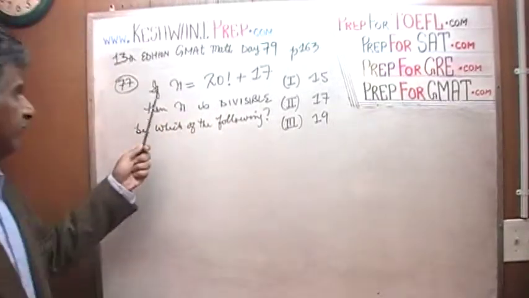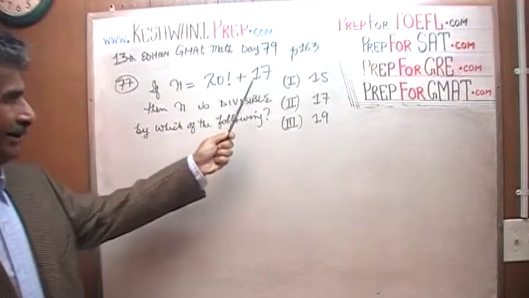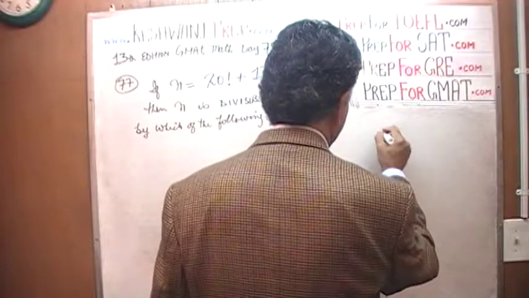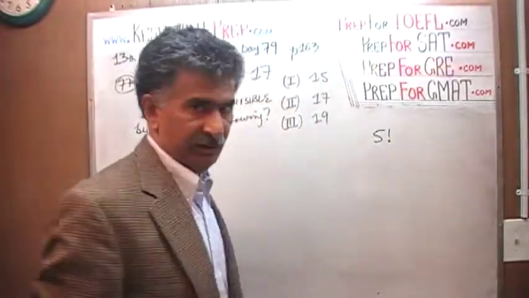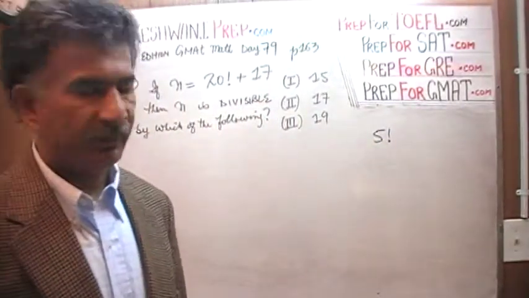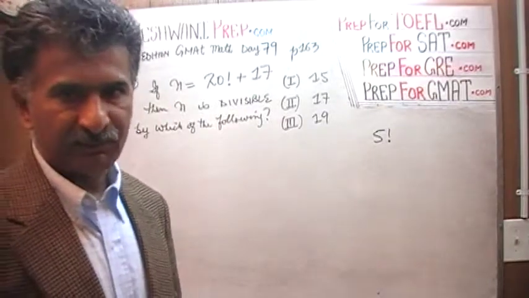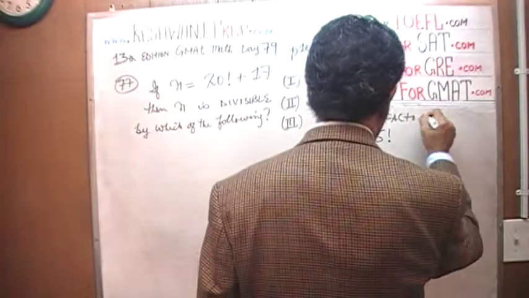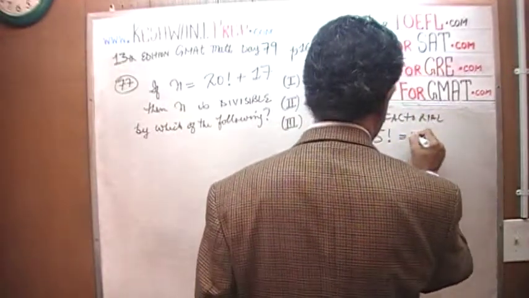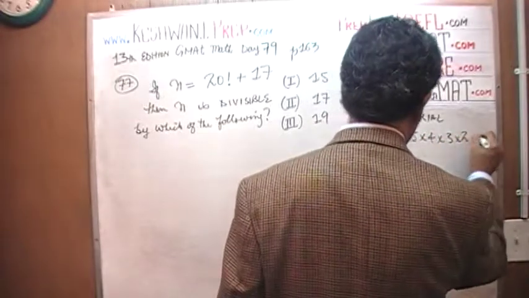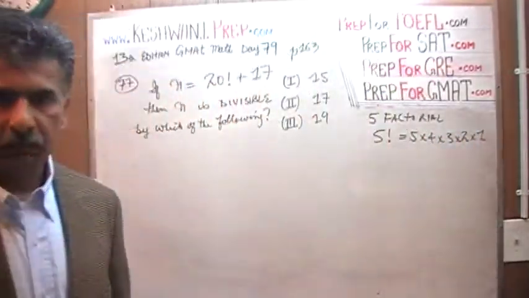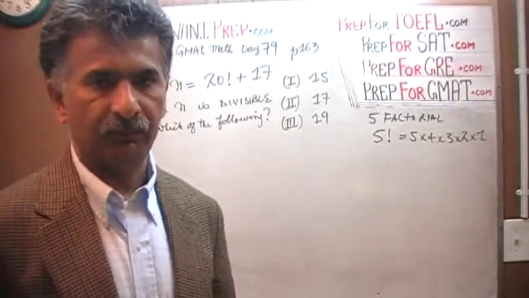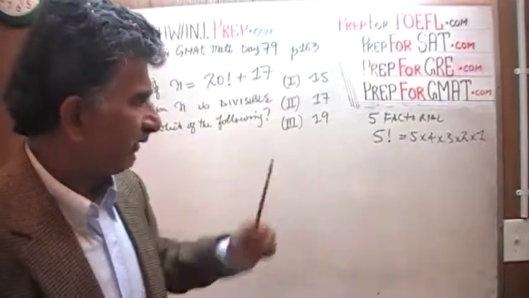We are told that if n is equal to 20 factorial plus 17, and if you are stuck already, and if you do not know what this means, 5 with an exclamation mark, as sometimes people call it, is actually called 5 factorial. And it simply means it is equal to 5 times 4 times 3 times 2 times 1. 10 factorial will be 10 times 9 times 8 times 7 times 6 times 5 times 4 times 3 times 2 times 1, and so on and so forth. This is 20 factorial. That's 5 factorial.